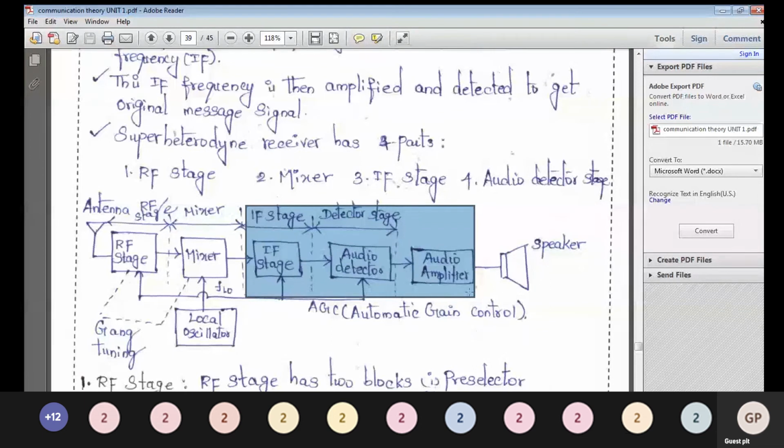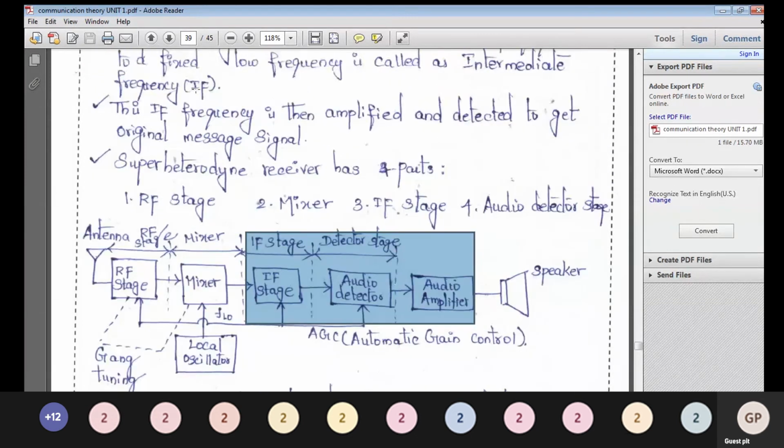So first the frequency is received, whatever may be the frequency, then the received frequency is converted into low frequency. That frequency is called the intermediate frequency. Then the intermediate frequency is processed. That's all. This is the difference between the superheterodyne receiver and the tuned radio frequency receiver.